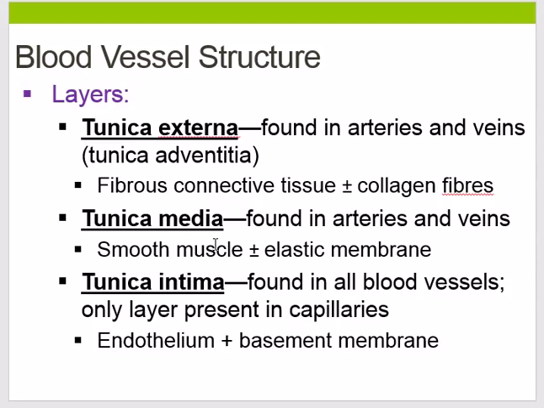The middle layer is called the tunica media, which is Latin for middle coat. And it's a layer of smooth muscle tissue that's sandwiched with a layer of elastic tissue. So smooth muscle and elastic membrane tissue. The presence of the smooth muscle permits changes in blood vessel diameter. So this muscle can contract or relax and change the diameter of the blood vessel.